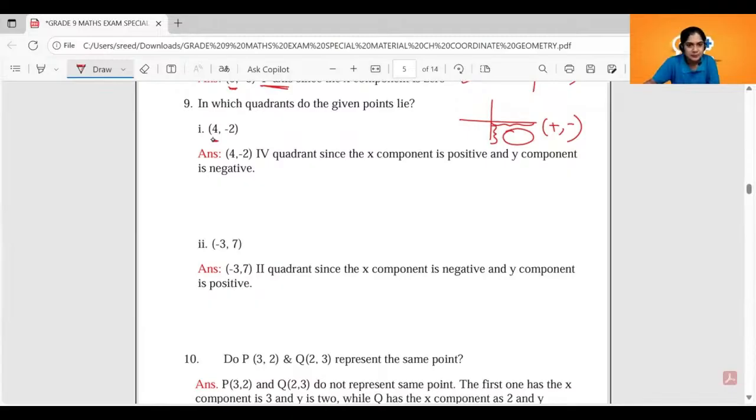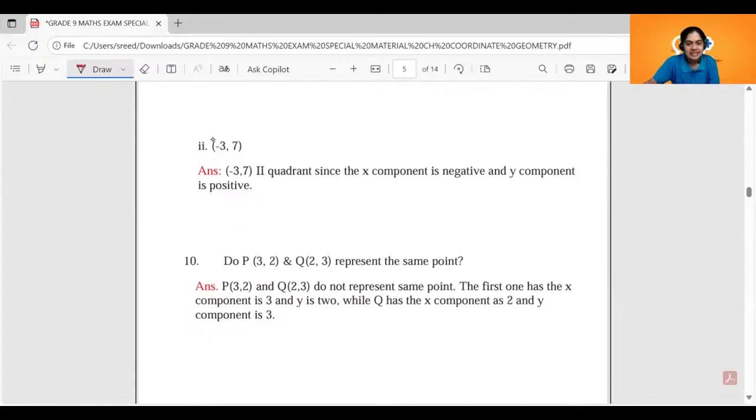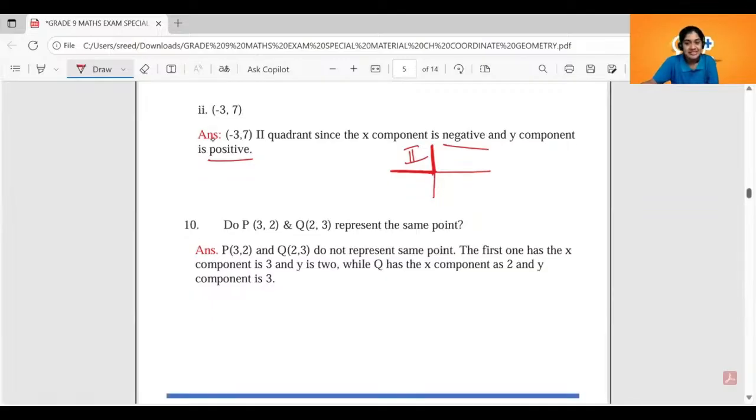Second point, you can see the point is (-3, 7). -3 means it's the negative side of x and +7 is the positive side of y. So which quadrant is this one? It is the second quadrant, right? So (-3, 7) is in the second quadrant since the x component is negative and the y component is positive. Very easy question, correct? Now, moving on to the 10th question.